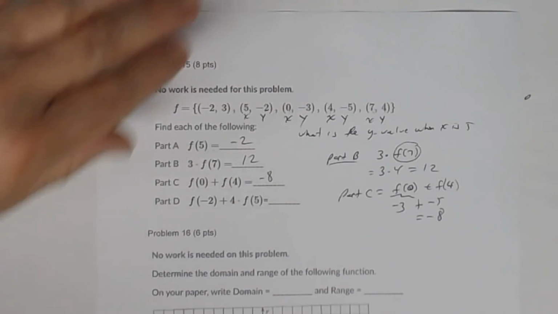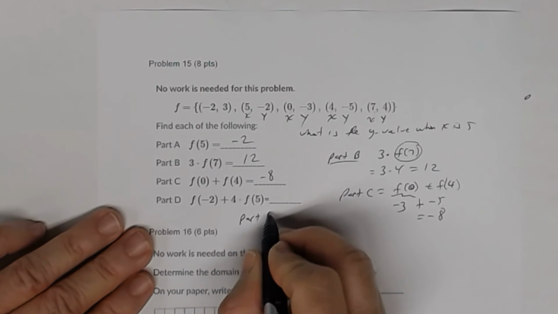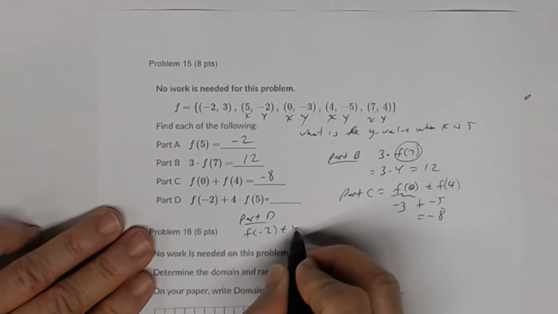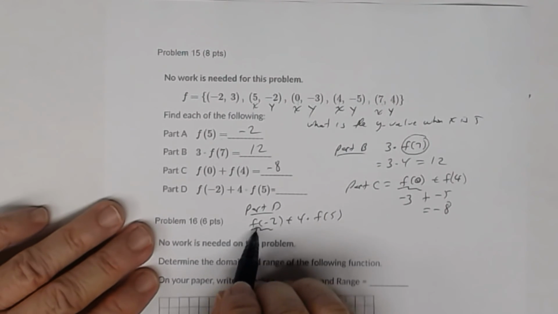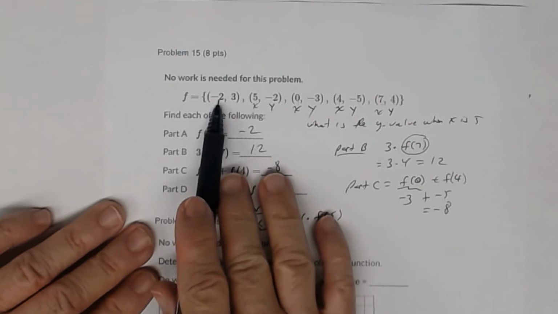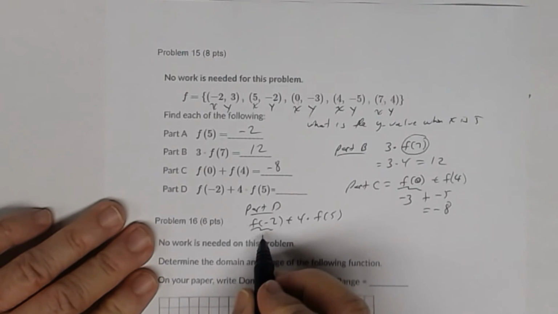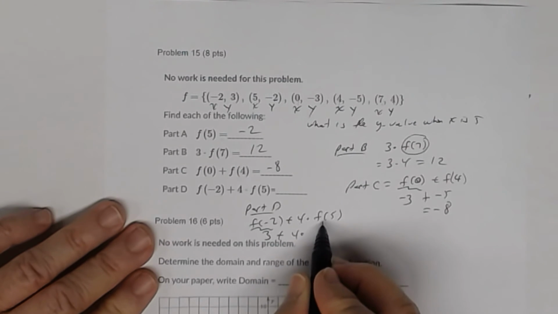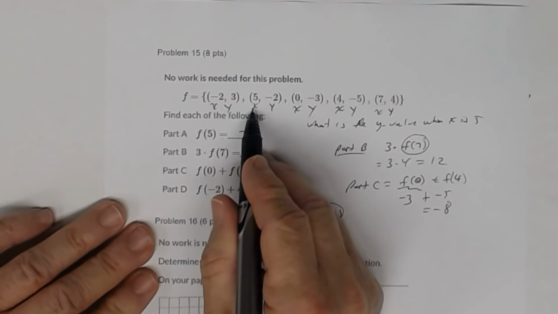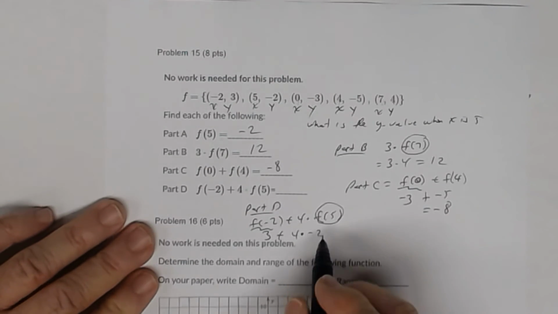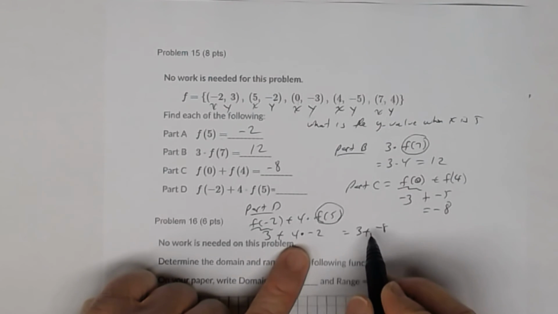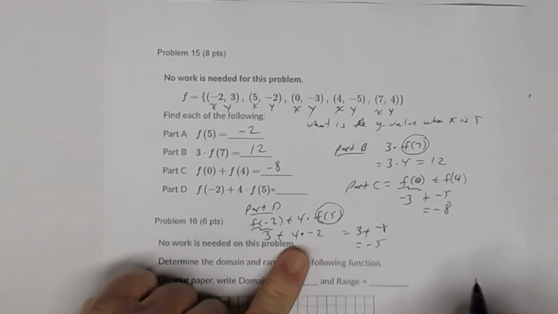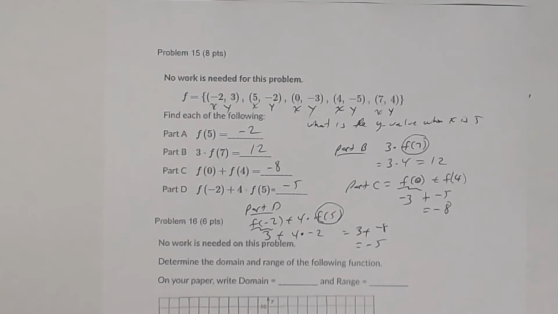So that goes here. In part D, you want to find f of negative 2 plus 4 times f of 5. Well, f of negative 2, what is the y value when x is negative 2? When x is negative 2, my y value is 3. Plus 4 times f of 5. What is the y value when x is 5? When x is 5, my y value is negative 2. So this becomes 3 plus 4 times negative 2, which is negative 8. 3 plus negative 8 is negative 5. So negative 5 goes here.